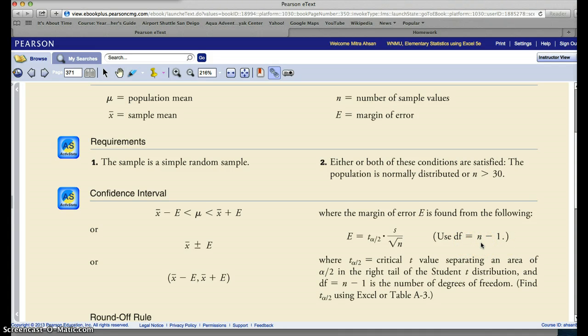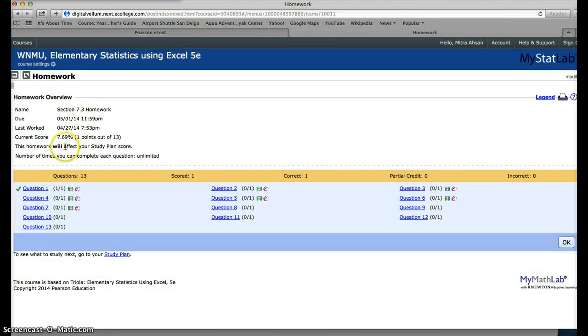n is the sample size. Once we find the value for E, which is the margin of error, we subtract E from x bar. That would be the lower bound for the confidence interval. If we add E to x bar, that would be the upper bound for our confidence interval. So let's do some problems. Section 7.3, let's do problem number 1.